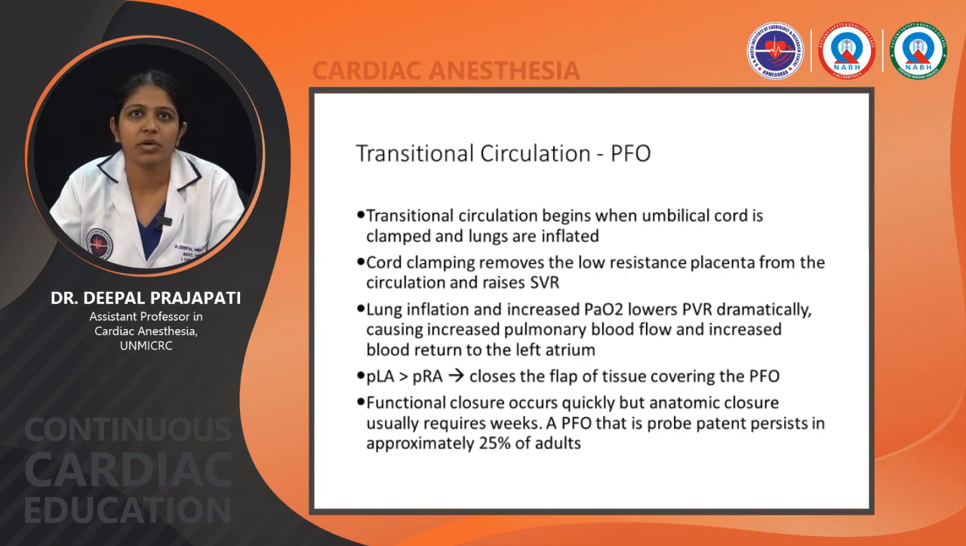What happens to the foramen ovale? The transitional circulation begins when the umbilical cord is clamped at the time of birth and lungs are inflated. The cord clamping removes the low resistance placenta from the circulation and raises the systemic vascular resistance. Lung inflation and increase in partial pressure of oxygen lowers the pulmonary vascular resistance dramatically, thereby causing increased pulmonary blood flow and increased blood return to the left atrium, which causes an increase in left atrial pressure over the pressure of the right atrium, which functionally closes the flap of tissue covering the patent foramen ovale.